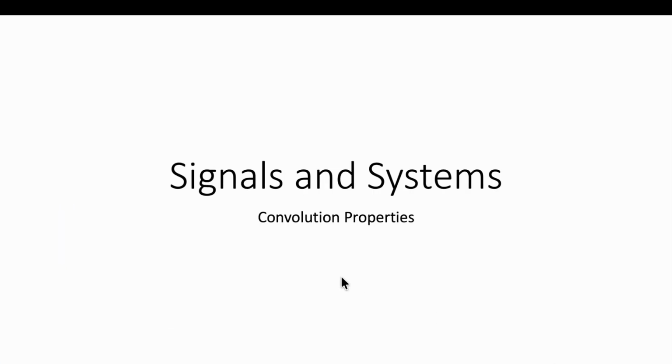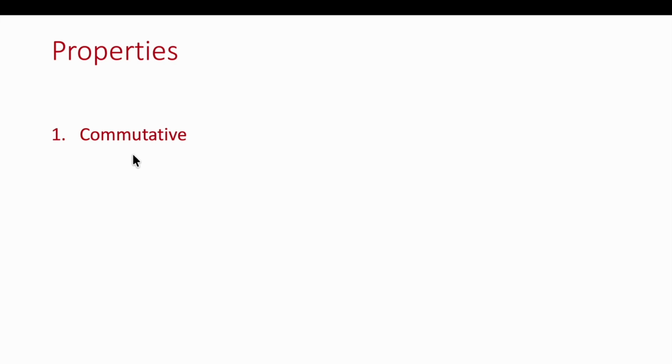In this video, we will discuss the properties of the convolution. The first property is the commutative property. That is, x1(t) convolution with x2(t) will be equal to x2(t) convolution with x1(t). This property means that the order will not affect the result of the convolution.